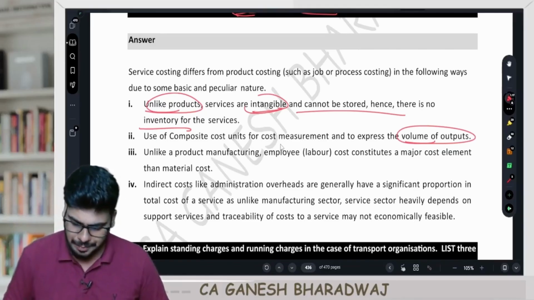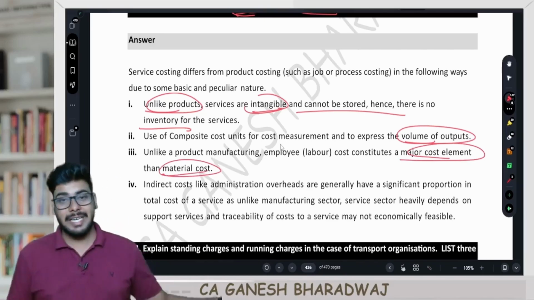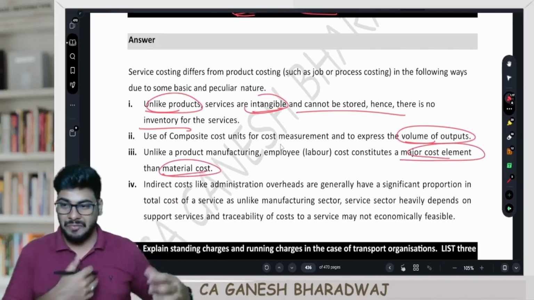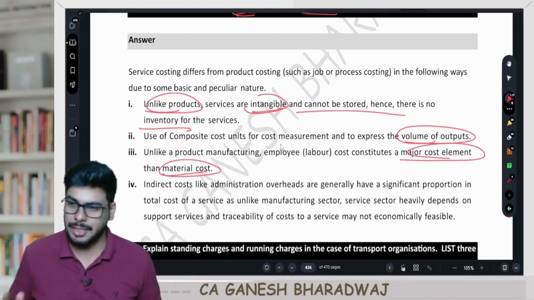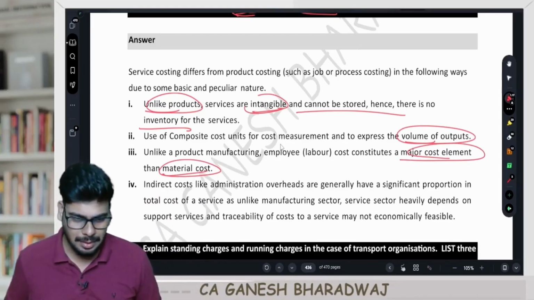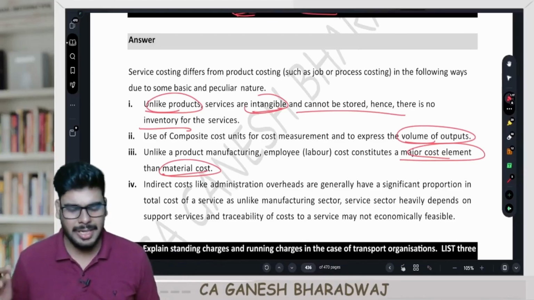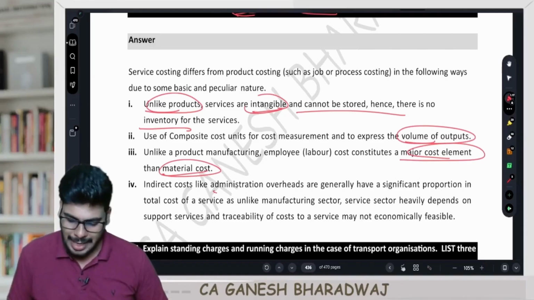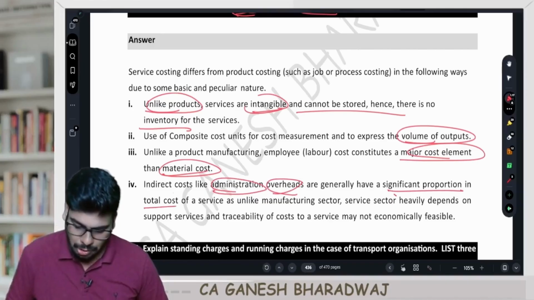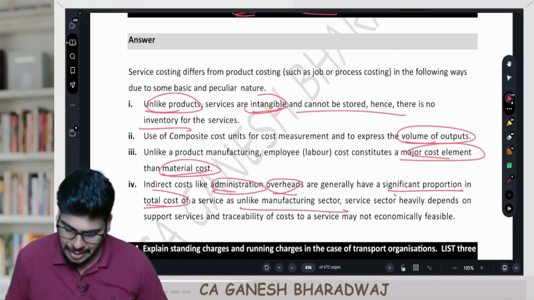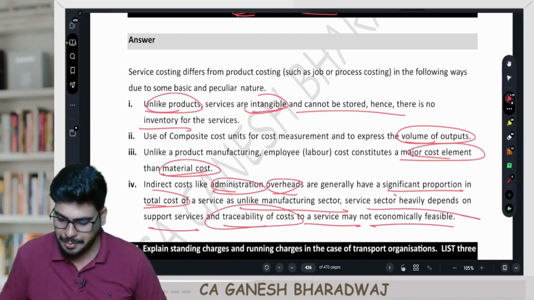Unlike product manufacturing, employee or labor cost constitutes a major element than material cost. In a company that is in the business of manufacturing goods, the predominant cost is generally material, whereas in a service organization, the predominant cost is generally labor. Correct? Example, take the IT sector. So many examples you can take generally. Then indirect costs like admin overheads generally have a significant proportion in the total cost of service, as unlike the manufacturing sector, the service sector heavily depends on support services and traceability of cost for service may not be economically feasible.